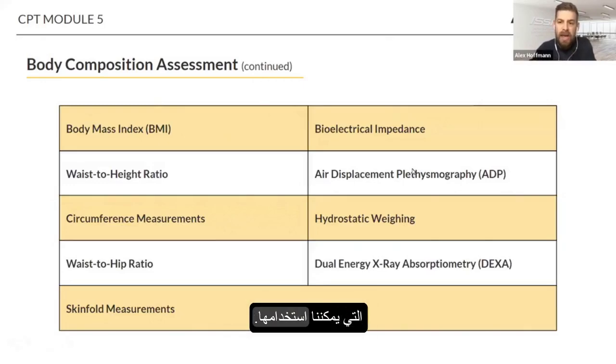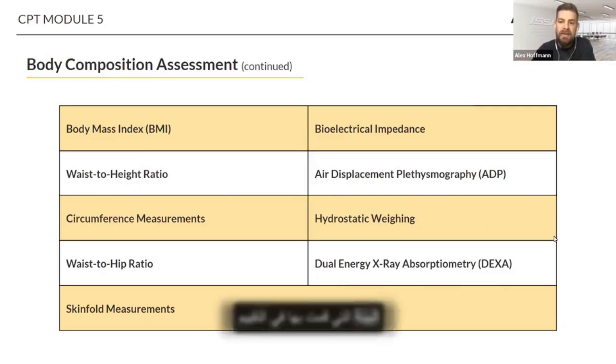The important thing when choosing a body composition assessment is that when you are performing a body composition assessment on a client at their initial assessment, you use that same body composition assessment with the client on any reassessments that you do. And you do that body composition assessment in the same environment as you did at the initial assessment.